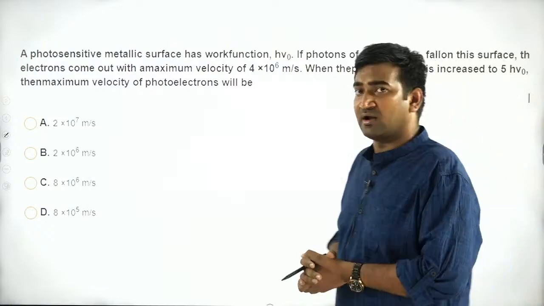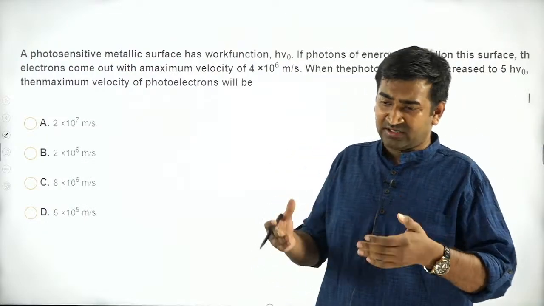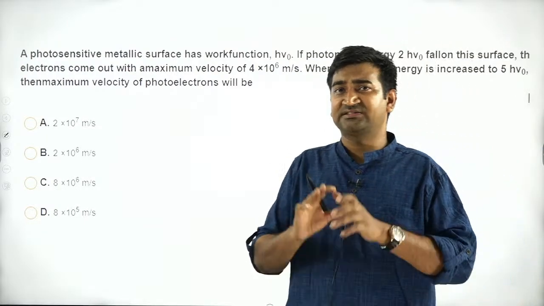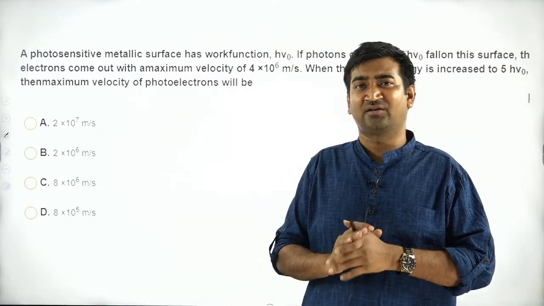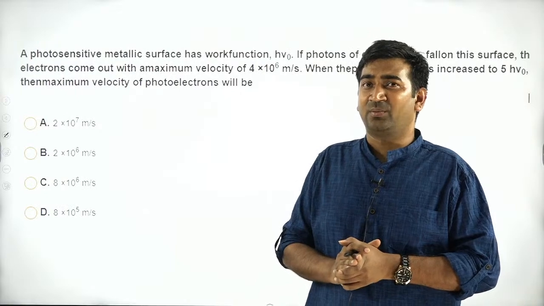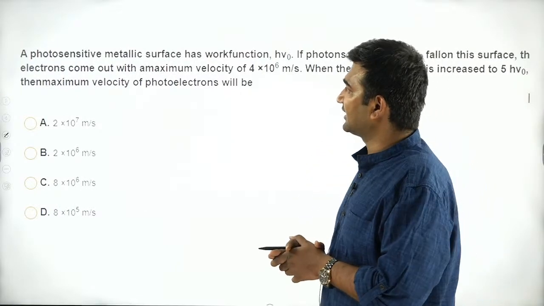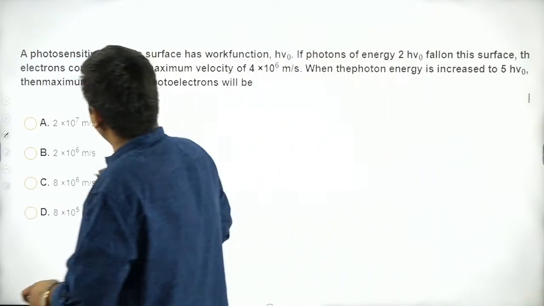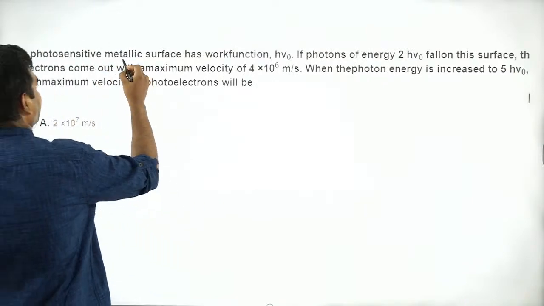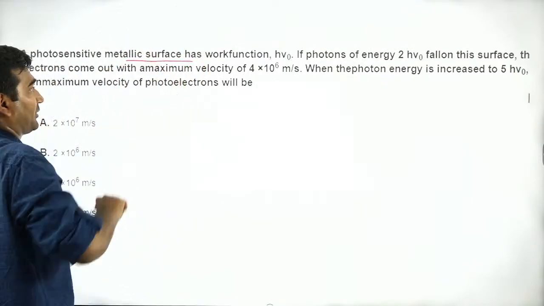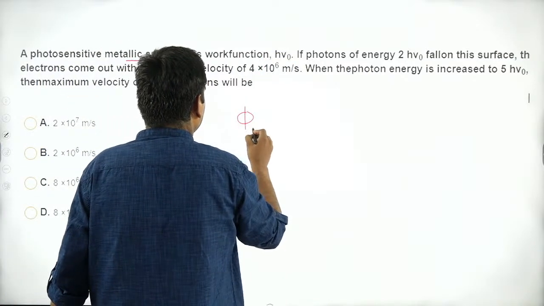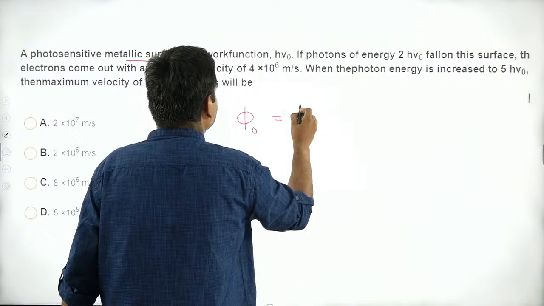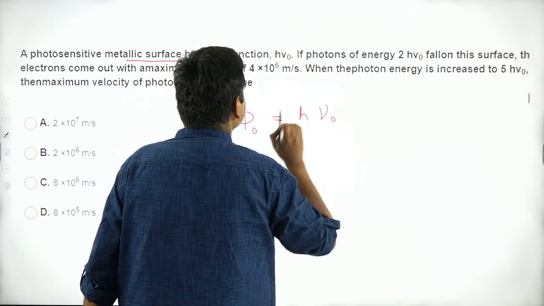First of all, I always say, whenever a question is given, if you understand the question pretty well, then 50% of the question is solved. So we have to first understand the question. There is a photosensitive metallic surface, that means photoelectric effect can happen over here. And its work function, so I am writing here all the data: work function phi naught is given as h nu naught.